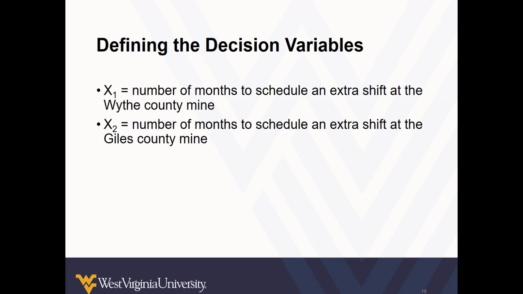First, we define our decision variables. These are the variables that we're going to have Solver modify for us. So X1 is the number of months to schedule an extra shift at the Wythe County mine, and X2 is the number of months to schedule an extra shift at the Giles County mine. So we will have Solver adjust these values. These will be the green values on the sheet, so to speak.